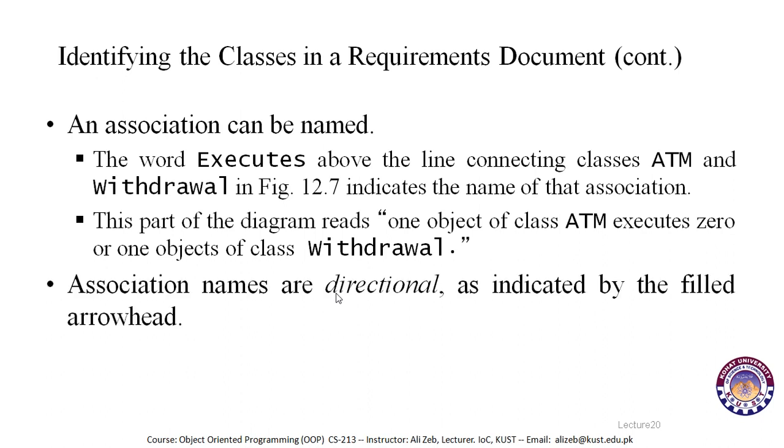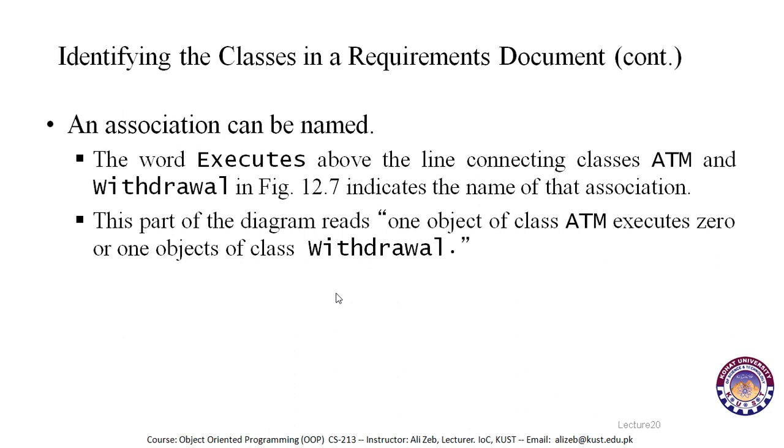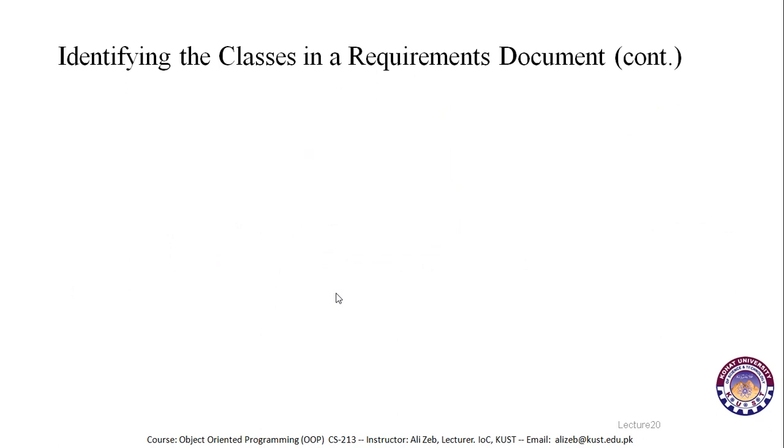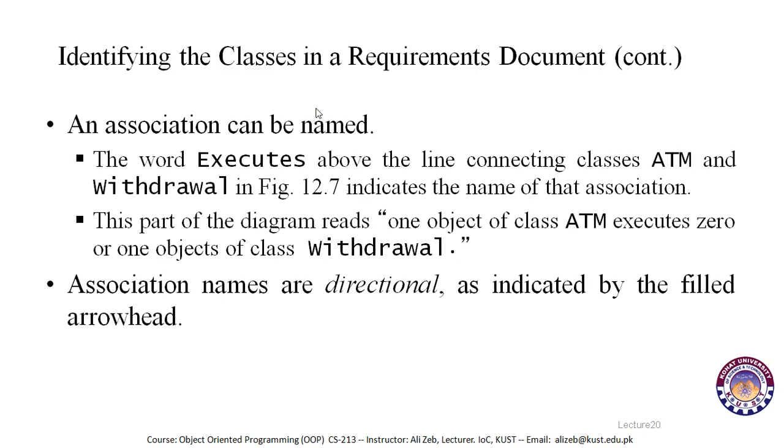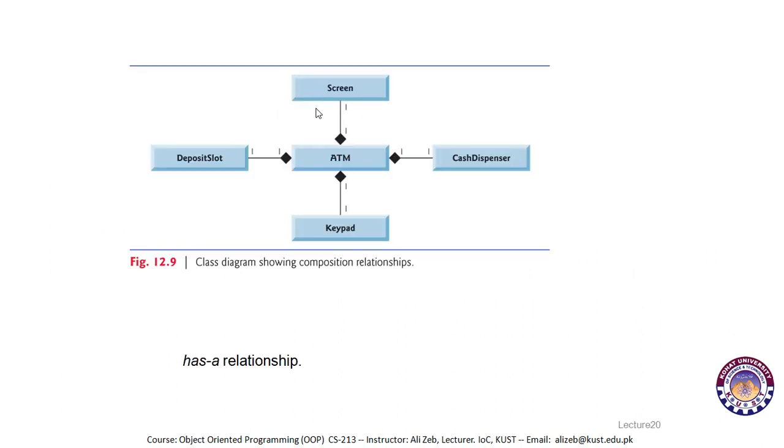Association names are directional as indicated by the filled arrow head. If we go back to our diagram, you can see the direction of our association. So the direction of our association is from the ATM machine towards the withdrawal class. So association names are directional, the ATM executes the withdrawal transaction, and the reverse is not true.